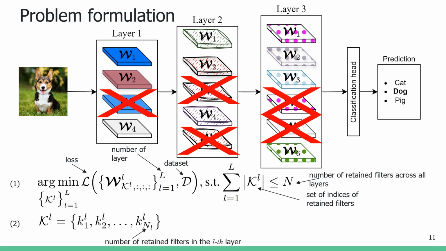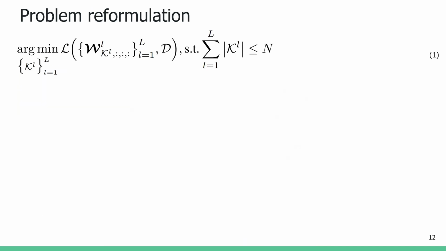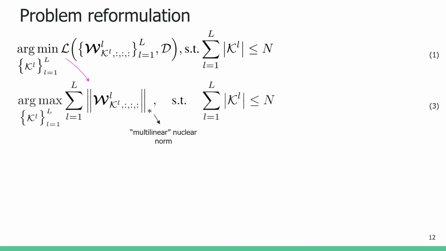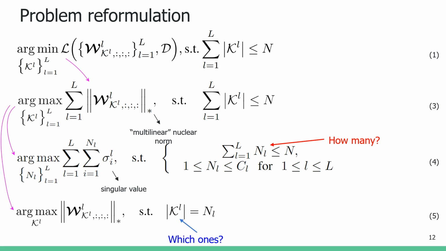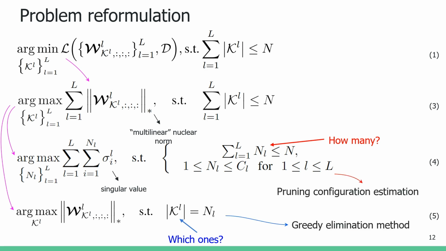Due to the problem's combinatorial nature and large search space, we simplify it into 2 subproblems. First, we determine the optimal number of filters per layer that maximizes the sum of nuclear norms across all layers. Once set, we solve the second subproblem by independently selecting filters for each layer that maximize the nuclear norm under this constraint. We introduce 2 straightforward algorithms for these tasks.